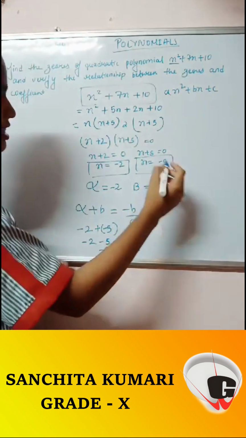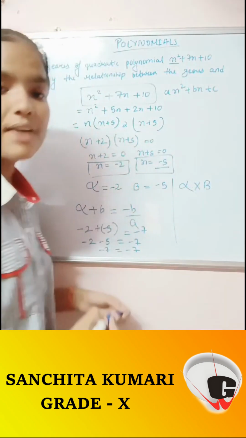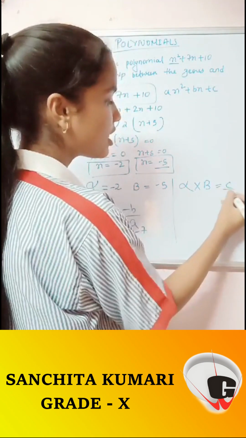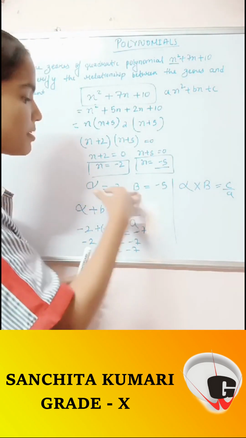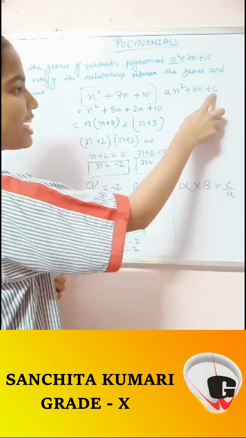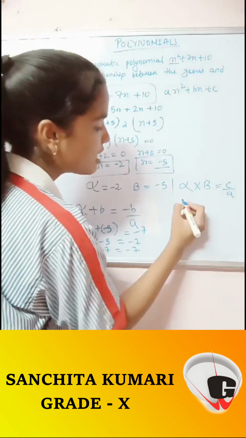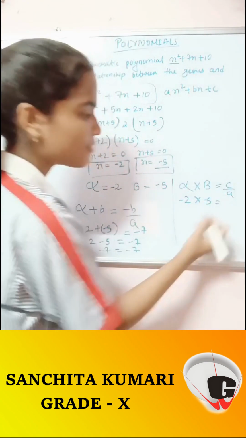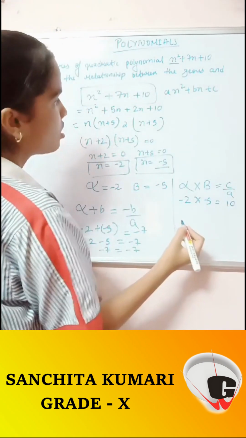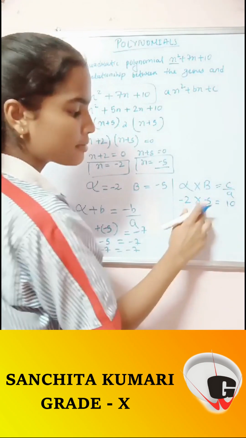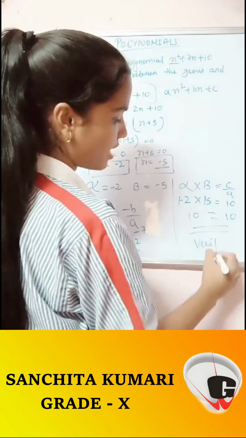Now the second is alpha into beta, which equals c by a. If you multiply these two zeros, alpha and beta, you will get c by a. c is 10 and a is 1. So alpha into beta, that is minus 2 and minus 5, and the c value is 10 over here, right? So minus minus gets cancelled, and 10 and 10, that is verified.